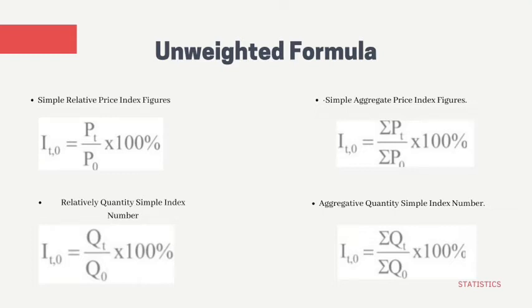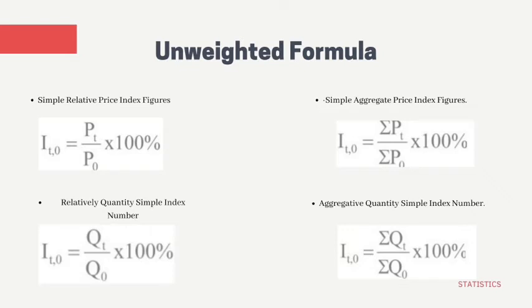The first formula is simple relative price index figures. The formula is I sub t,0 equals P sub t divided by P sub 0 times 100%. And the second, we have relative quantity simple index numbers. The formula is I sub t,0 equals K sub t divided by K sub 0 times 100%. And the third, we have simple aggregate price index figures.